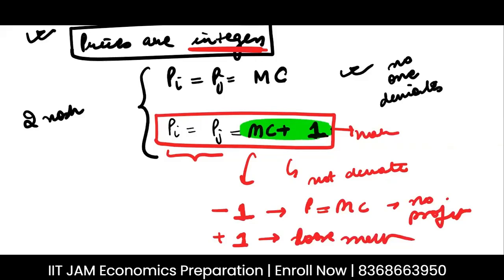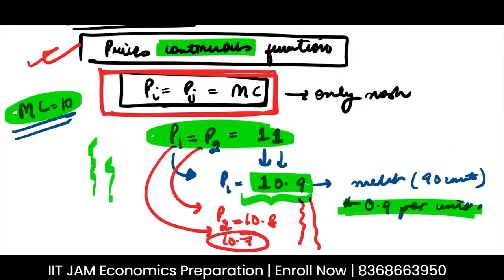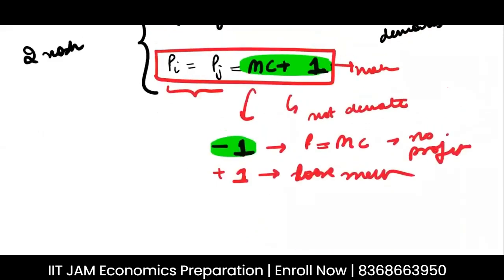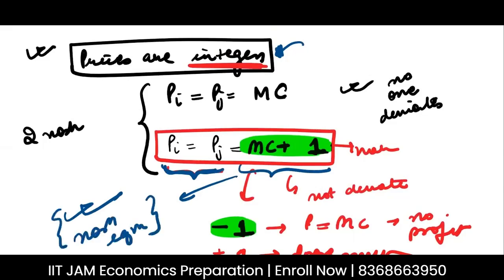So in this case, if both are charging equal to MC plus 1, no one will deviate. Because at this price, you will be sharing the market but making profit. If you lower the price, you can only lower it by 1, unlike continuous cases where you can reduce it by a fraction and still have a chance of getting the entire market. There you will keep deviating from the MC plus 1 equilibrium. Here you will not do that. Here MC plus 1 will become a Nash. So you have to remember this thing. In the Bertrand model with integer prices, if both the prices are equal and equal to marginal cost plus 1, then this is in fact a Nash equilibrium. No firm will deviate from this.